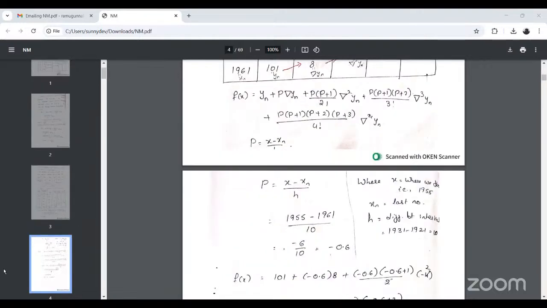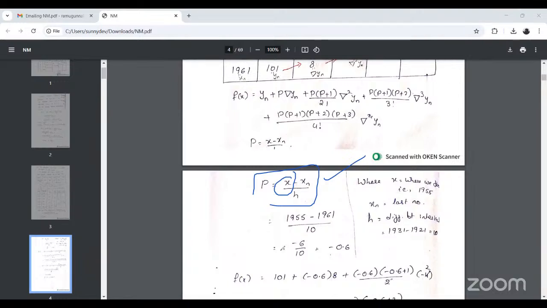Okay, and next thing, the p value. The important p value is x minus xn by h. What is x? The value at which we want to find the result is called x. And what is xn? It is the last number nearest in the table, that is xn. So x minus xn by h is 1955 minus 1961 by 10, so we get minus 0.6.